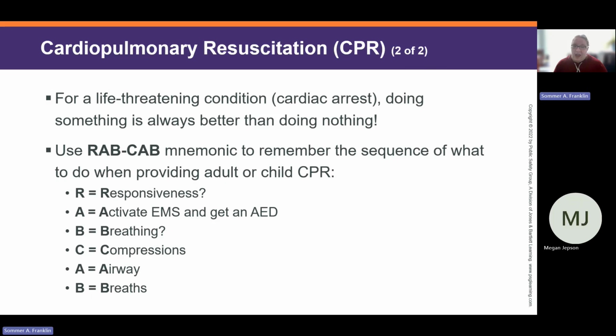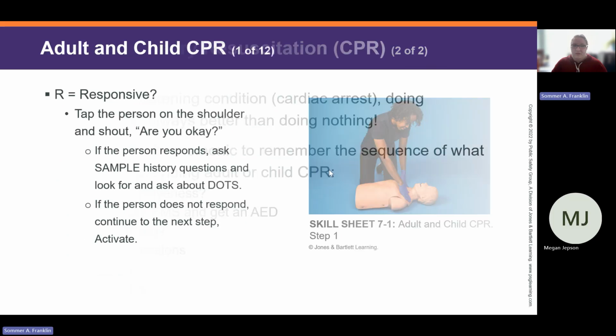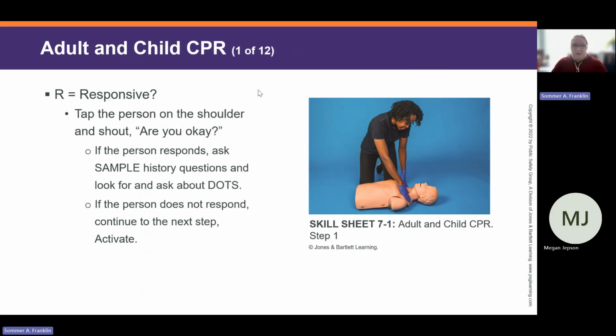Use the RAB-CAB mnemonic to remember the sequence of events to do when providing adult or child CPR. R, responsiveness. A, activate EMS and get an AED. B, breathing. C, compressions. A, airway. B, breaths.